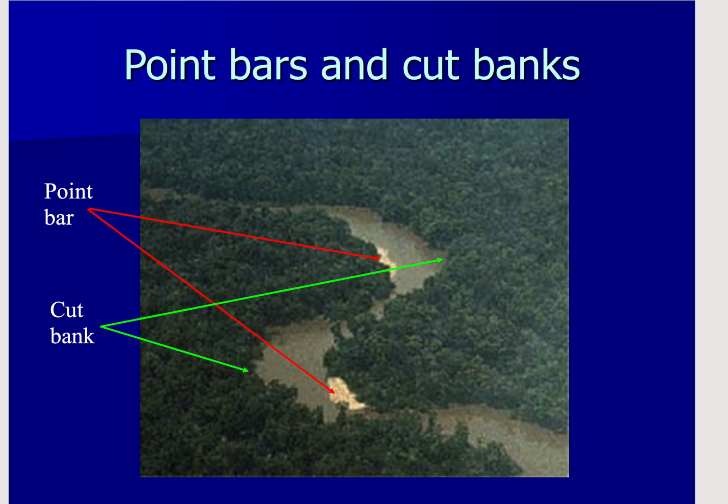So here is an authentic image of a point bar and cut banks. So remember we said point bars are the narrow inside bend. So you can see the sand being built up right here on this inside of the bend. And again, here's an inside of the bend where we've got sediment being deposited. This is the slow part of the river. Here's the outside of the bend.